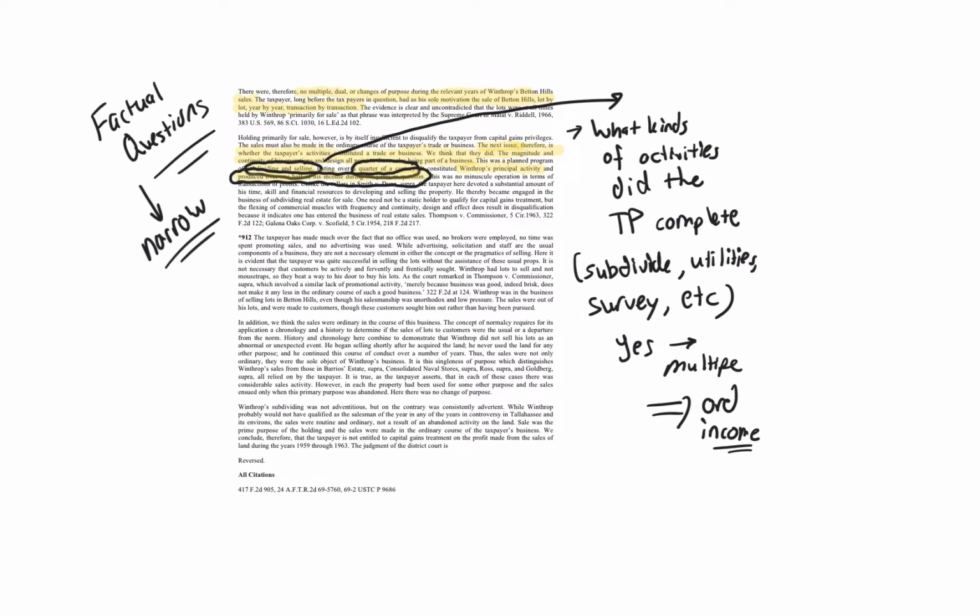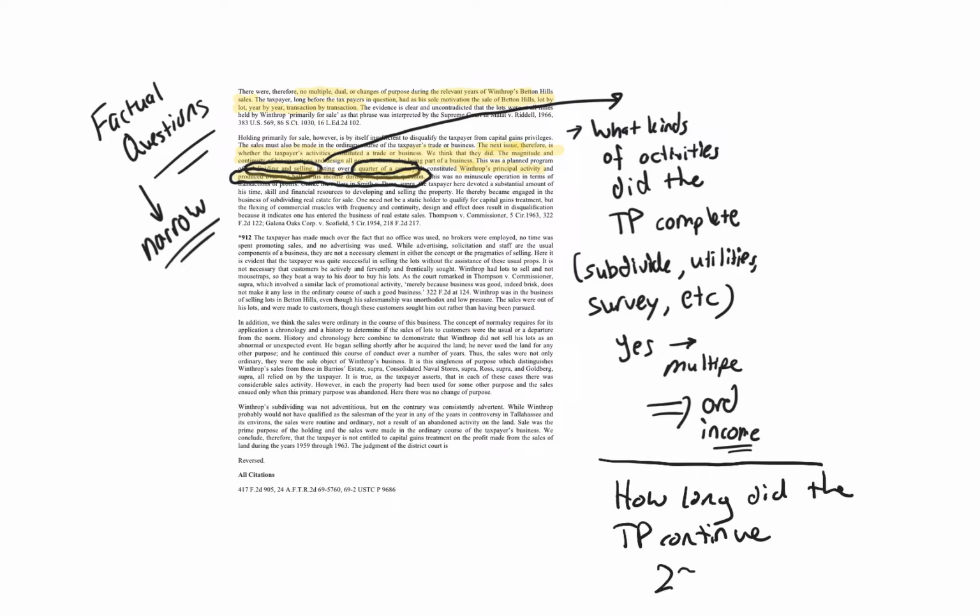Maybe we ask, let me do another one. How long did the taxpayer continue this activity? We could do this by years or months. Maybe if you're looking at multiple cases, you start seeing that months is better, because this was 25 years, which is a lot. But maybe other ones, it's a function of months. Maybe you're between 3 and 4 years, so maybe it's better to do months.